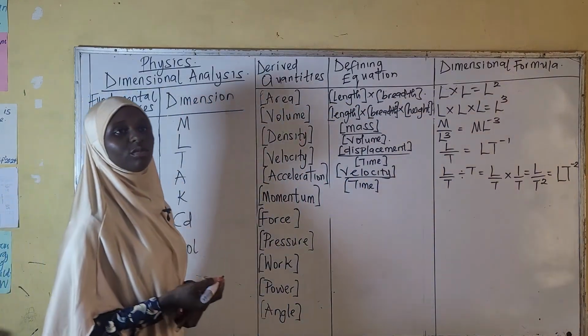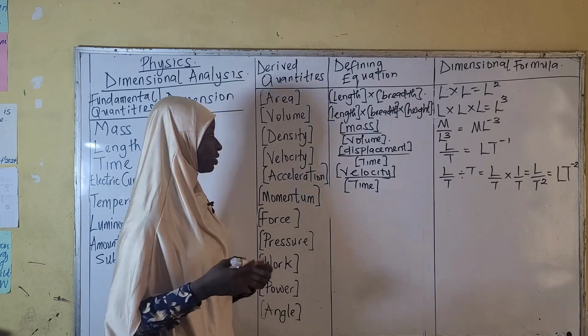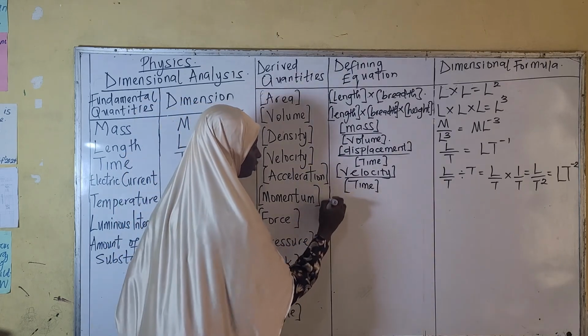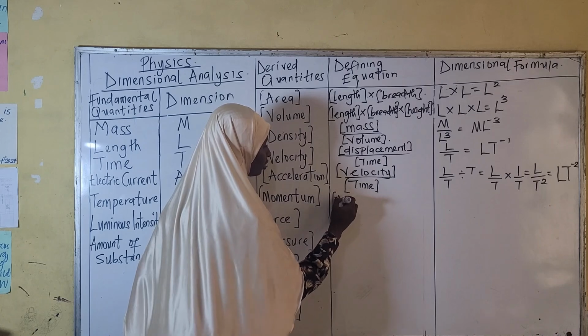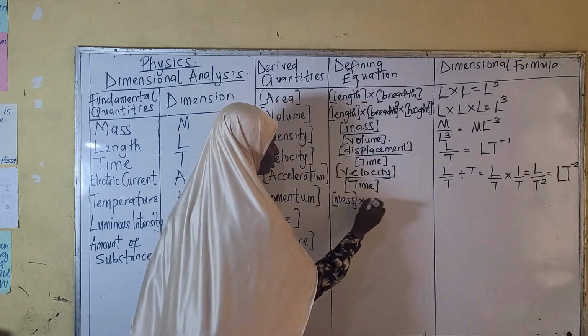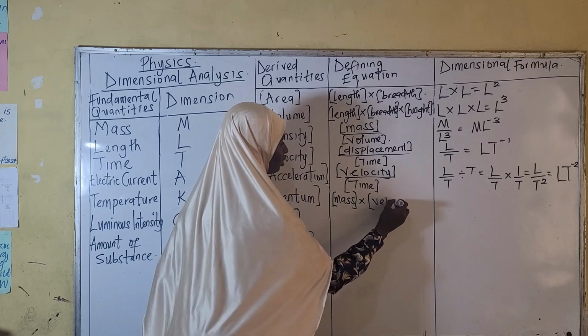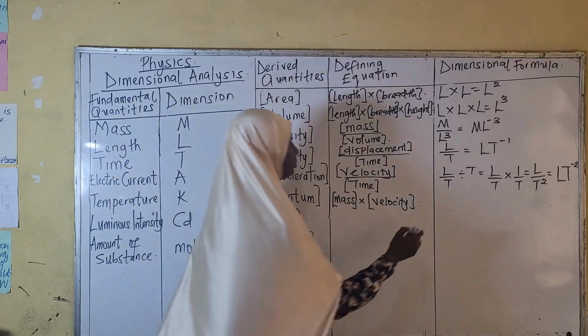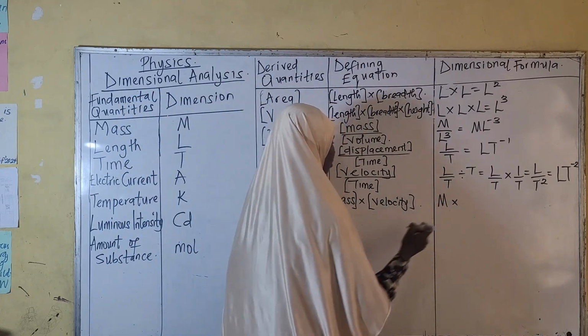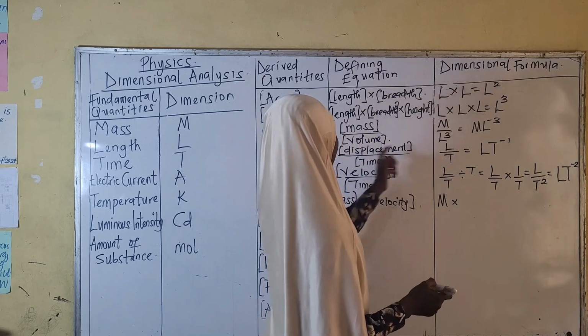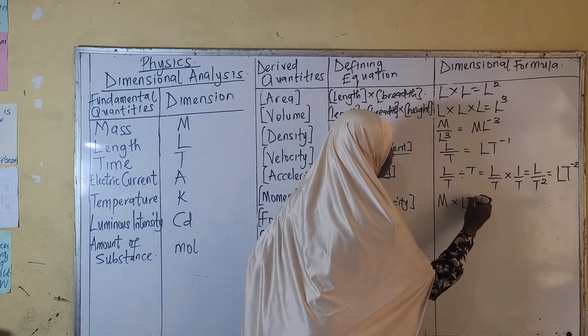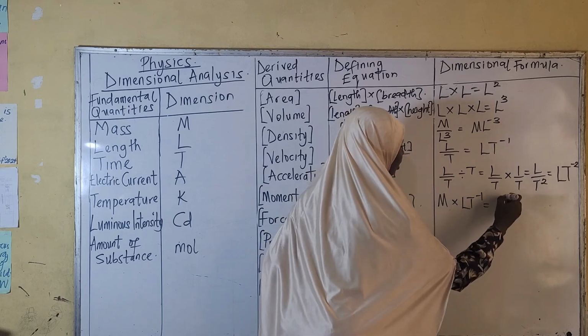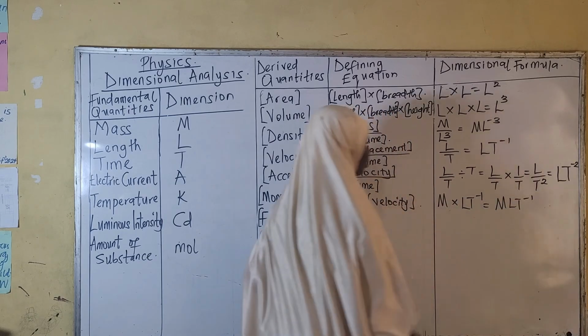We have momentum. I know that momentum is mass times velocity. So I'm going to write the dimension of mass times the dimension of velocity. So the dimension of mass is M, times the dimension of my velocity here, LT minus 1. So that will give me MLT minus 1.